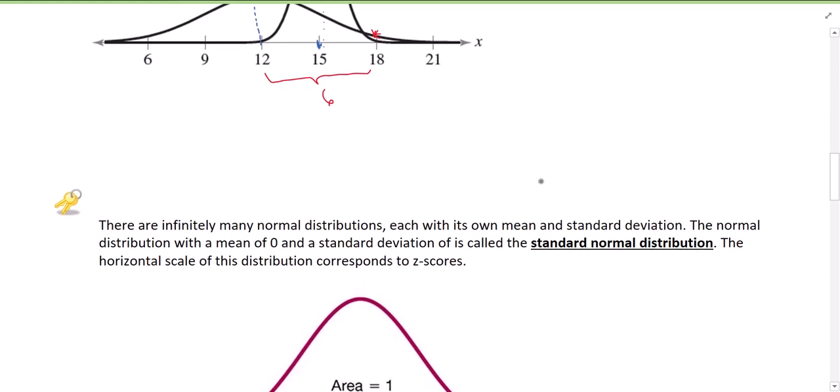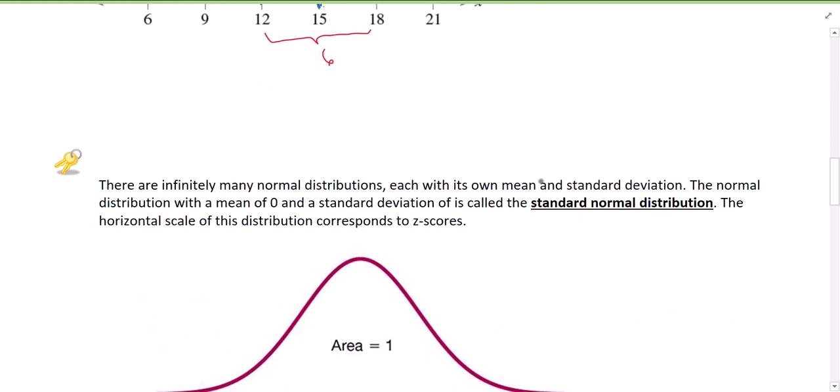Now, there are infinitely many normal distributions, so this is a really big point. Each has its own mean and standard deviation. The normal distribution with a mean of 0 and standard deviation of 1, that should say 1 there, is called the standard normal. Let me put in the 1 in there. Just make sure that you add that into your notes. So mean of 0 and standard deviation of 1 is called the standard normal distribution.